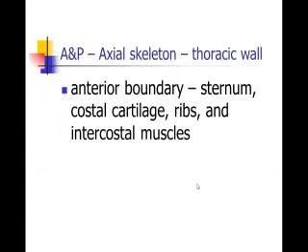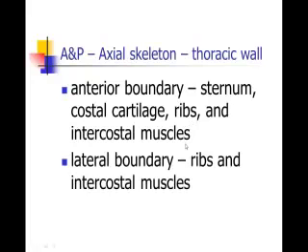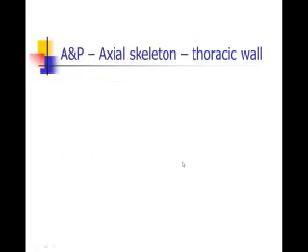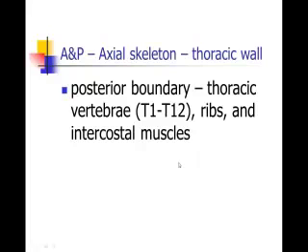The thoracic wall. The thoracic wall anteriorly is going to be bounded by the sternum, and then as we move laterally, we get the costal cartilages and the intercostal muscles, and then we come to the ribs and intercostal muscles. Laterally, it's going to be ribs and intercostal muscles. And then posteriorly, we're going to have the vertebrae, the intervertebral discs, and then as we move lateral to that, we're going to have ribs and intercostal muscles.